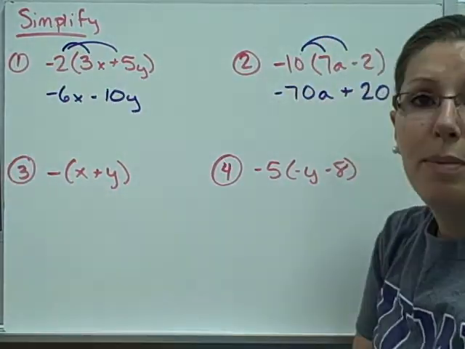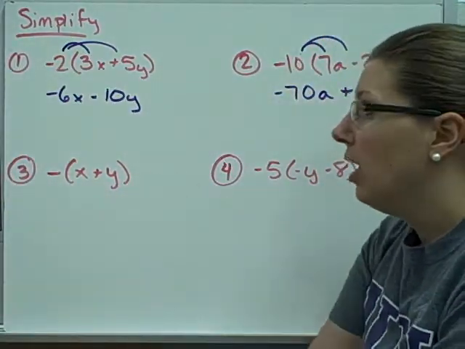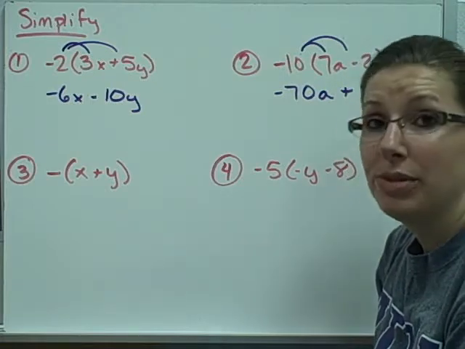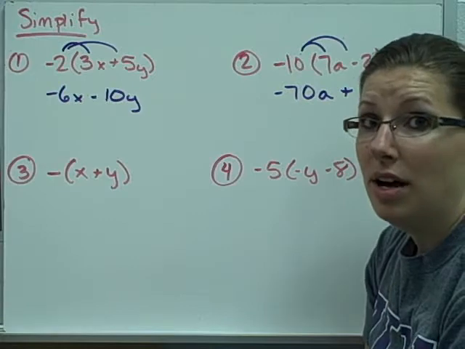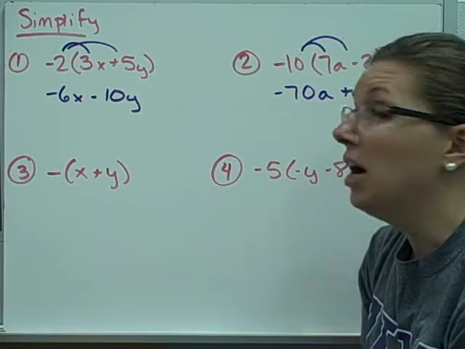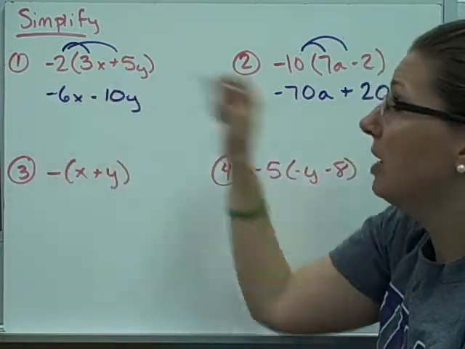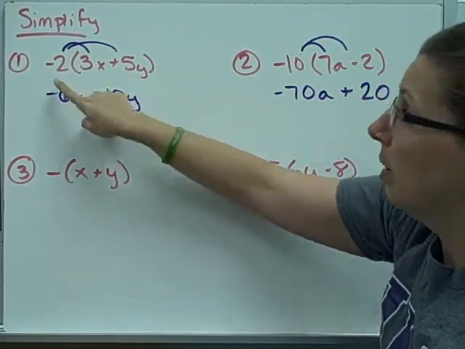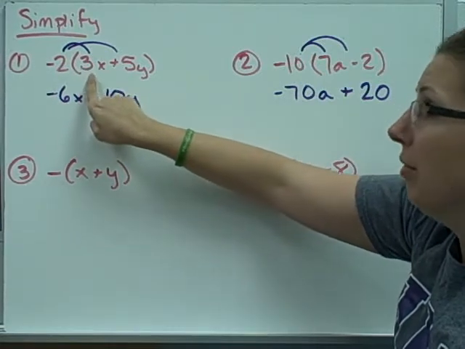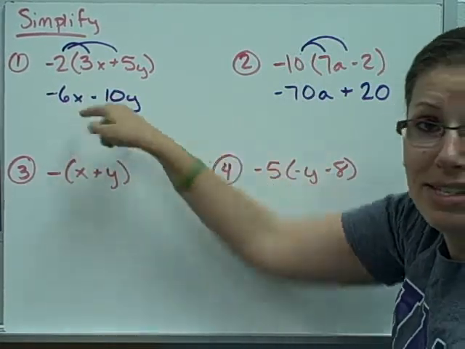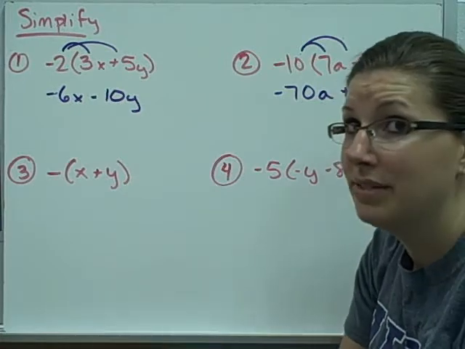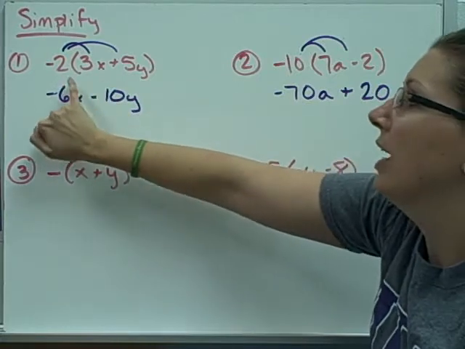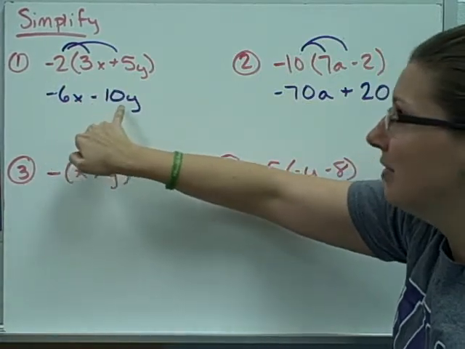Now we're going to talk about what happens when you have a negative number out front. Remember, a negative times a negative is a positive. So we're going to treat that negative number just like we would any other number we come across. So this problem here is negative 2 times the quantity of 3x plus 5y. So I'm going to distribute. Negative 2 times 3x is negative 6x because negative 2 times positive 3 is negative 6. Then I have negative 2 times positive 5y. Negative 2 times positive 5 is negative 10.